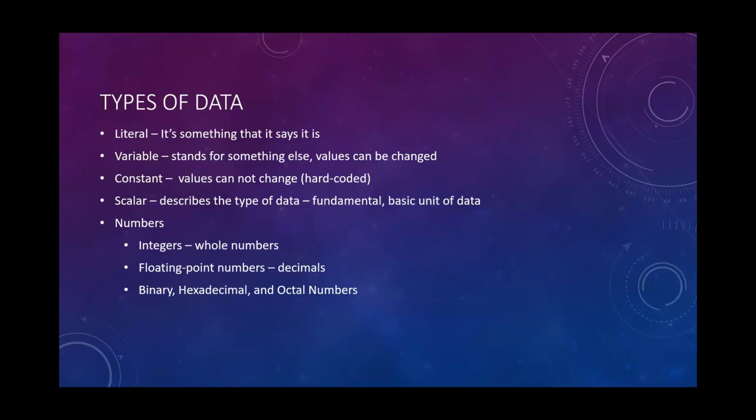Perl has several different types of data. We can call something a literal, and a literal is something that is what it says it is, just like the word literal. A variable is a word that is going to stand for something else in which you can change the values. Now, a constant, on the other hand, is where your values cannot be changed, but it is standing for something else. We also call this hard-coded. A scalar is going to describe the type of data. A scalar is the fundamental basic unit of data, whatever that happens to be.